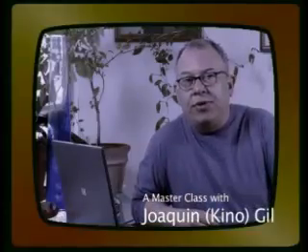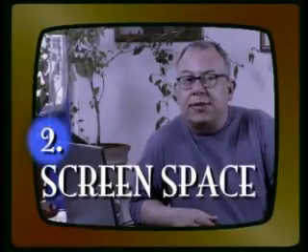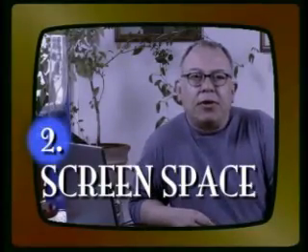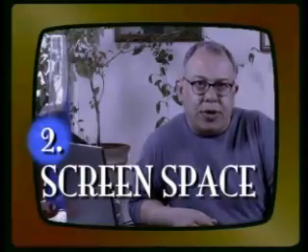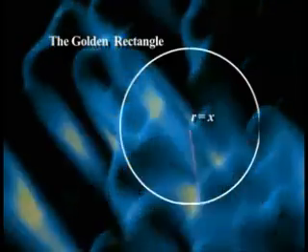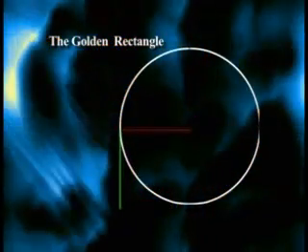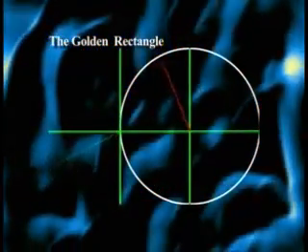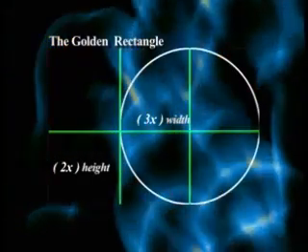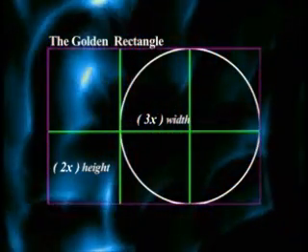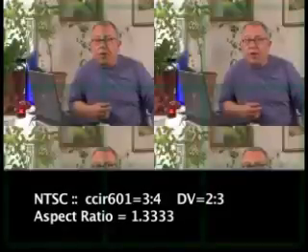This screen that we're using, the NTSC screen, follows something called the golden proportion. This makes this screen suitable to be divided in 9 regions, 3 and 3.